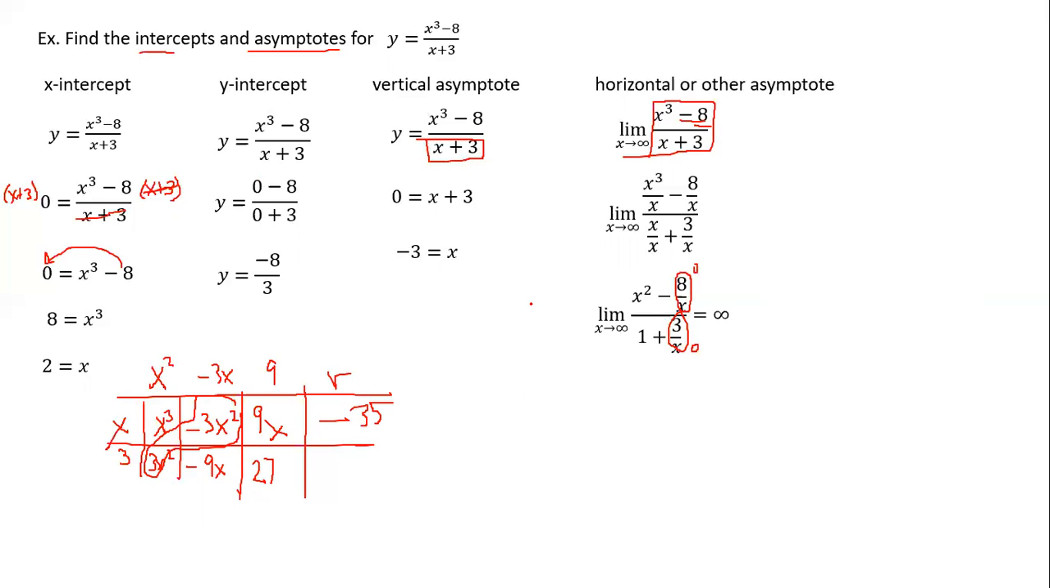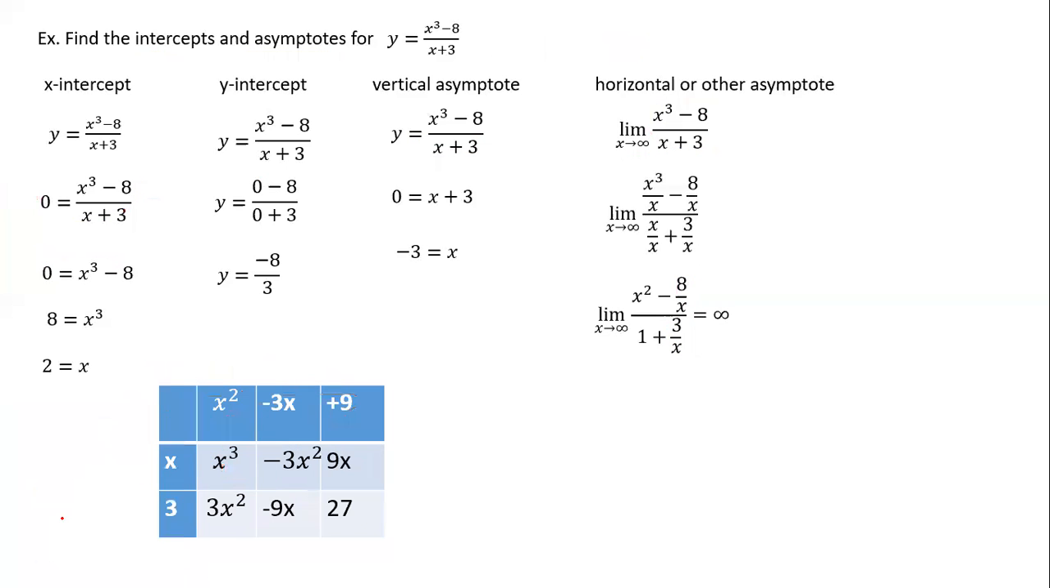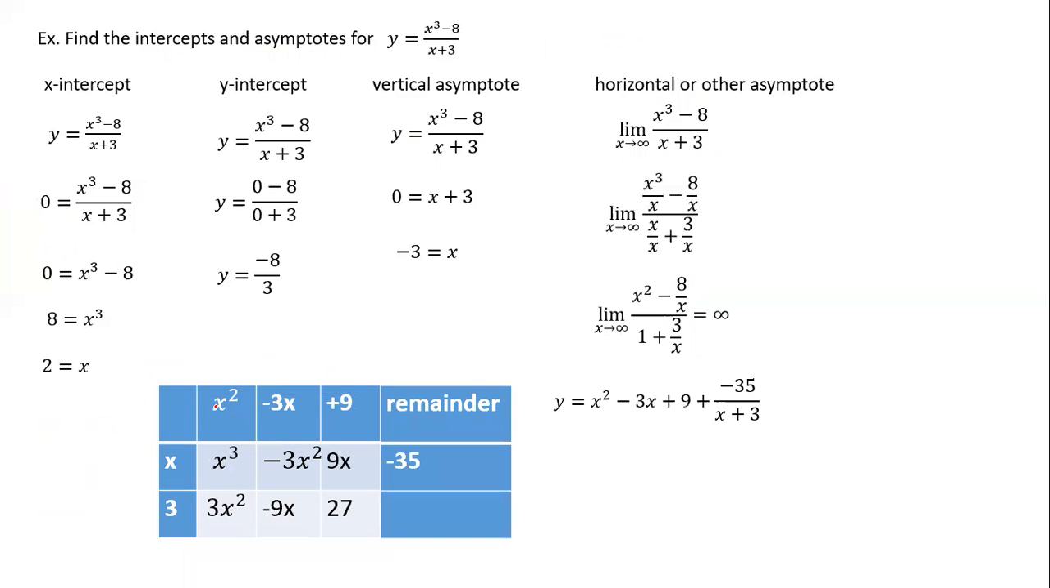So when you write your expression, y equals x cubed minus 8 over x plus 3, it can be written as x squared minus 3x plus 9 with a remainder of minus 35, and that remainder remains over the denominator of x plus 3. Then we can figure out what the horizontal asymptote is. Okay, I'm going to put that so it looks nicer and you can see what's happening. So there's our remainder. We can write it this way. Take the limit as x approaches infinity, and you'll find out this is what gave us infinity, because this section goes to 0.